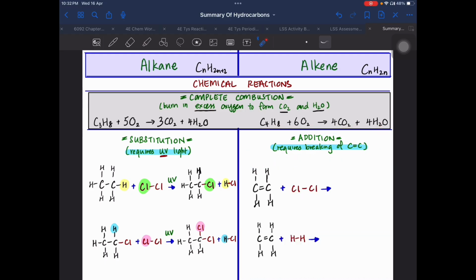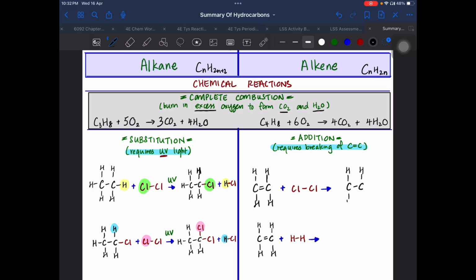Now, addition means to add on something new, right? And when we add on something new, the reason why alkene can do this is because they have this very special thing called a CC double bond. And what can happen here is that this CC double bond can break. When it breaks, it opens up and allows the carbon to form new bonds. So now, if it breaks, it will look like this.